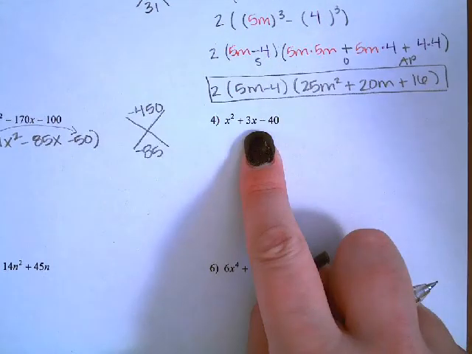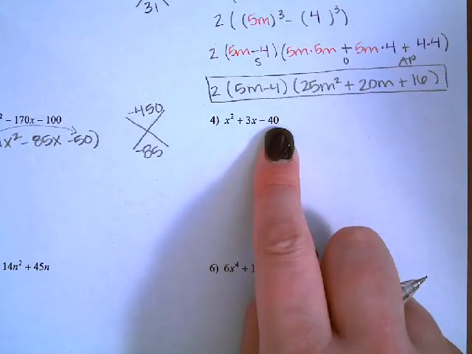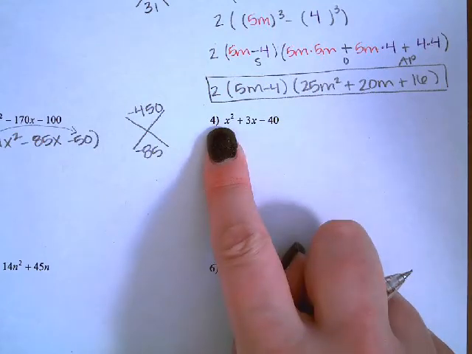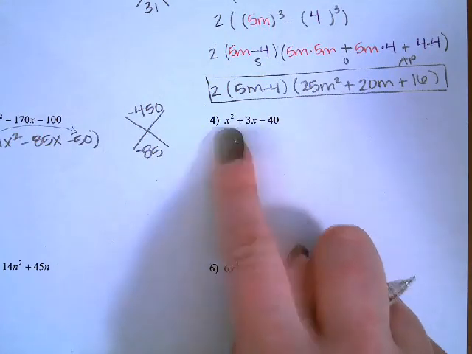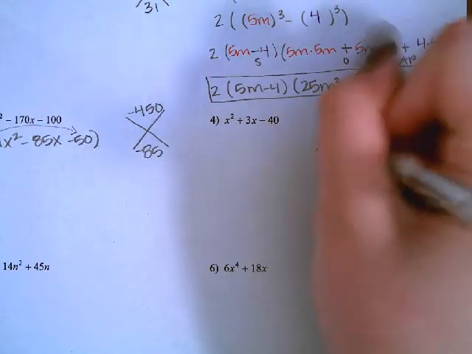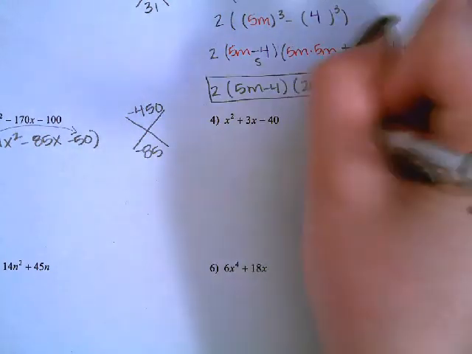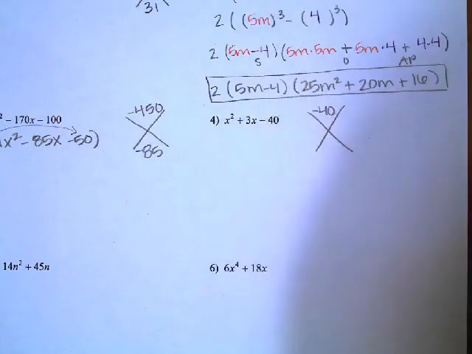This problem is just a typical trinomial problem. You can see the x squared is already by itself. It's the exponent I would expect. There's nothing weird about this problem. So we can just go straight ahead and look for two numbers that multiply to negative 40 but add to 3.